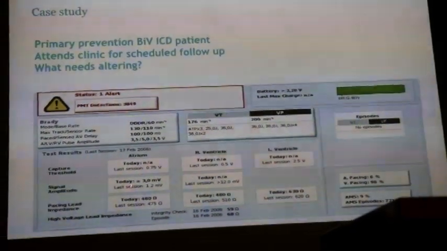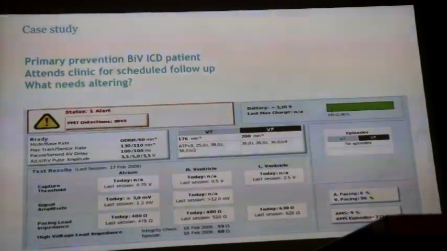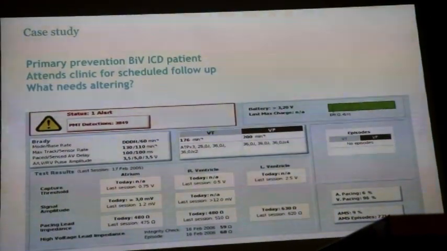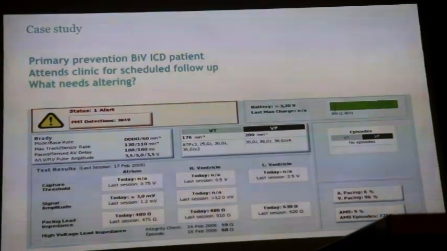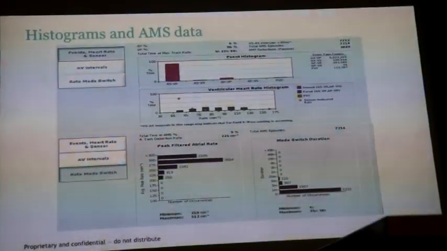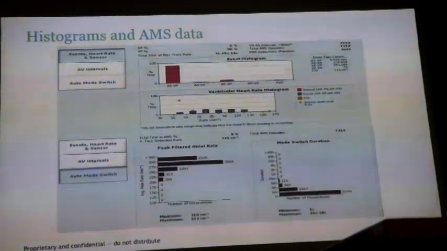Have a look at his device measurements. R wave, P waves, all the impedances are okay, right? Everything looks reasonable. It's got lots of mode switches though. 7,000 mode switches, 9% mode switch. Hello. Has he got loads of AF? Maybe. Maybe not.